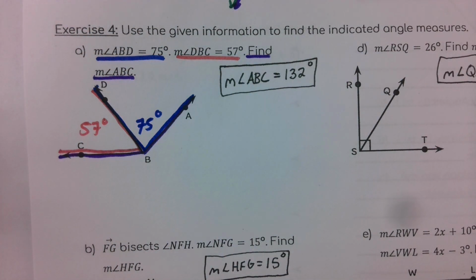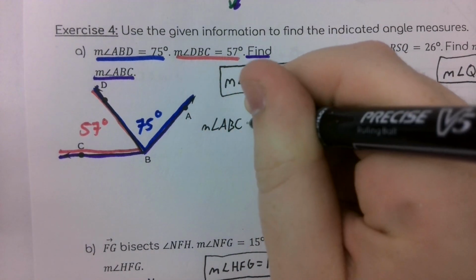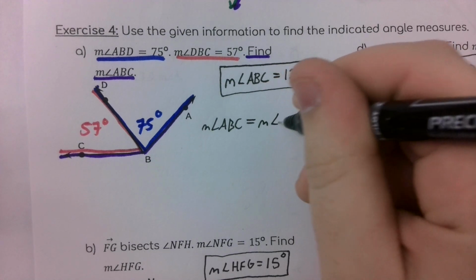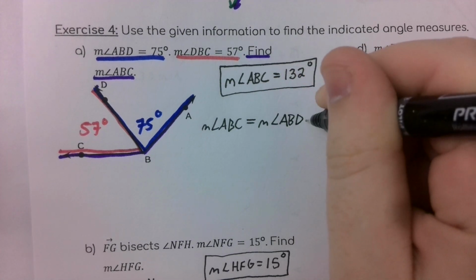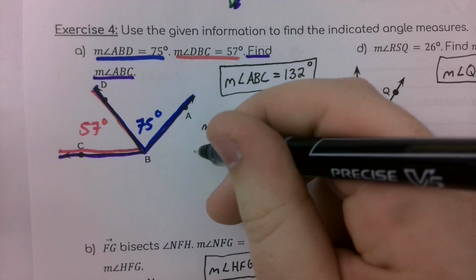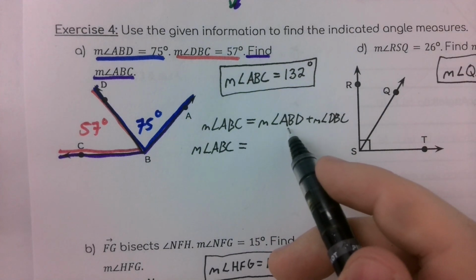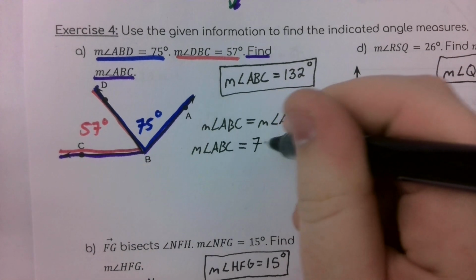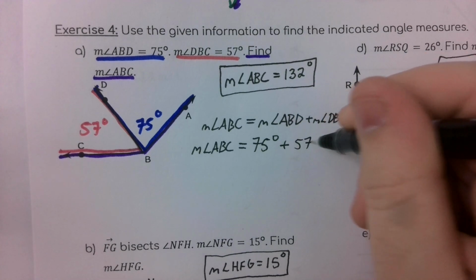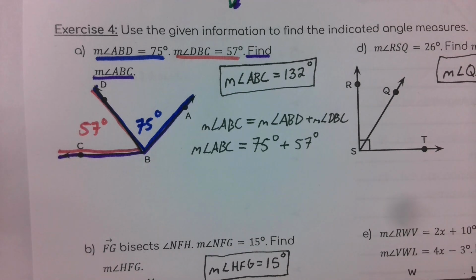The angle addition postulate tells us that the measure of angle ABC, the big angle, is just going to be the measures of the two smaller angles added together. So we can just substitute here. The measure of angle ABC equals, well, ABD was 75 degrees. DBC was 57 degrees. 75 plus 57 is going to give us 132.